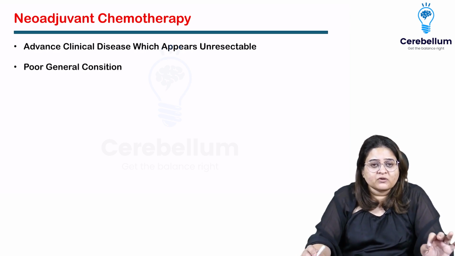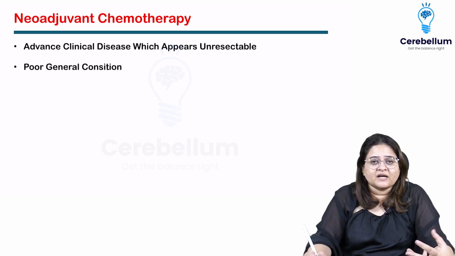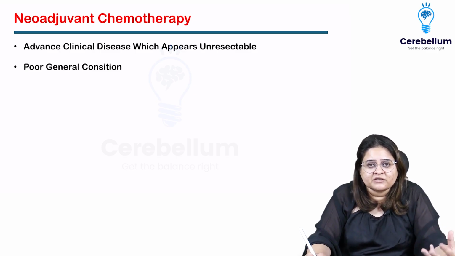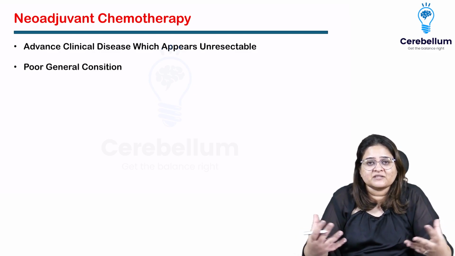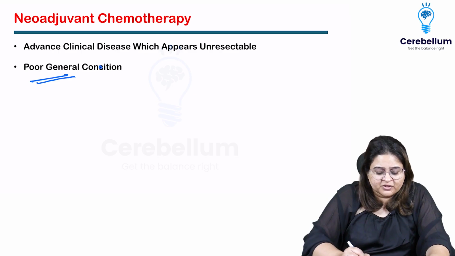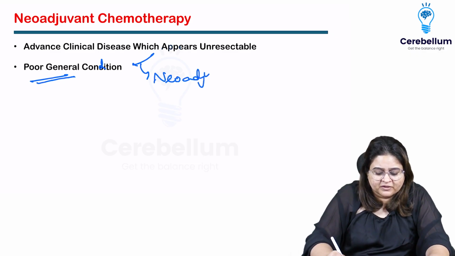Okay, now there's something called neoadjuvant chemotherapy. What is this? Women who have advanced ovarian cancer which appears unresectable. That means you will not be able to achieve a good surgery because there is too much disease, or she is not fit for surgery, poor general condition. In these two situations, you can give her what is called neoadjuvant chemotherapy.